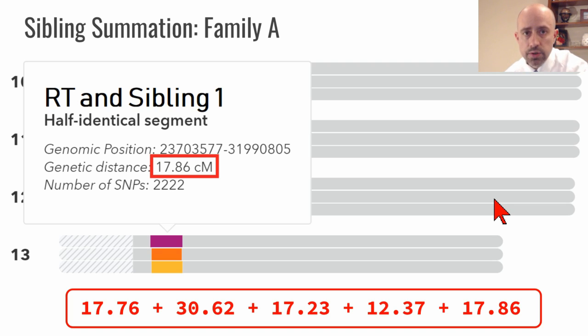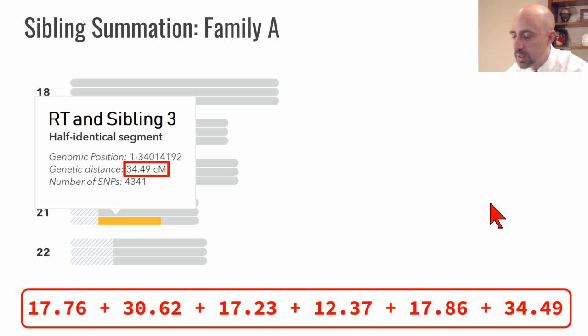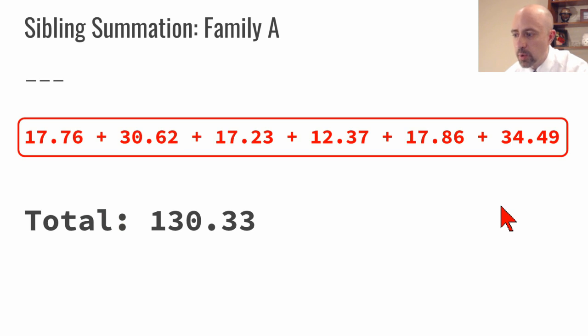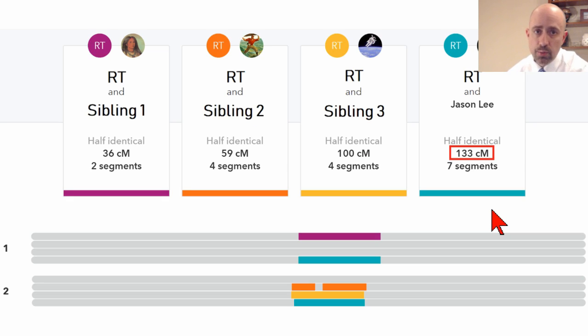So that gets added to the total, and we keep going, and we finally get to chromosome 21, where we see that RT shares 34.49 centimorgans with sibling 3 and with sibling 3 only. So we can simply throw that number in with the rest, and now we have a grand total. We add all of the numbers that we came up with for each chromosome, and the total is 130.33.